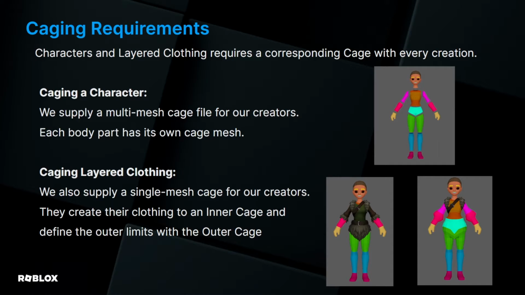Caging layered clothing: you create clothing to an inner cage. Define the outer limits for the outer cage by encompassing the clothing to just cover the surface. Outer cage mesh topology should match the inner cage mesh distribution to mitigate distortion. Mistakes that can occur are the inner and outer cage having intersections. This could cause hidden surface removal to calculate incorrectly. Clothing fitting too far away from the inner cage will cause it to look too puffy. Another mistake is editing the UVs accidentally on the cage or altering the vertex count.